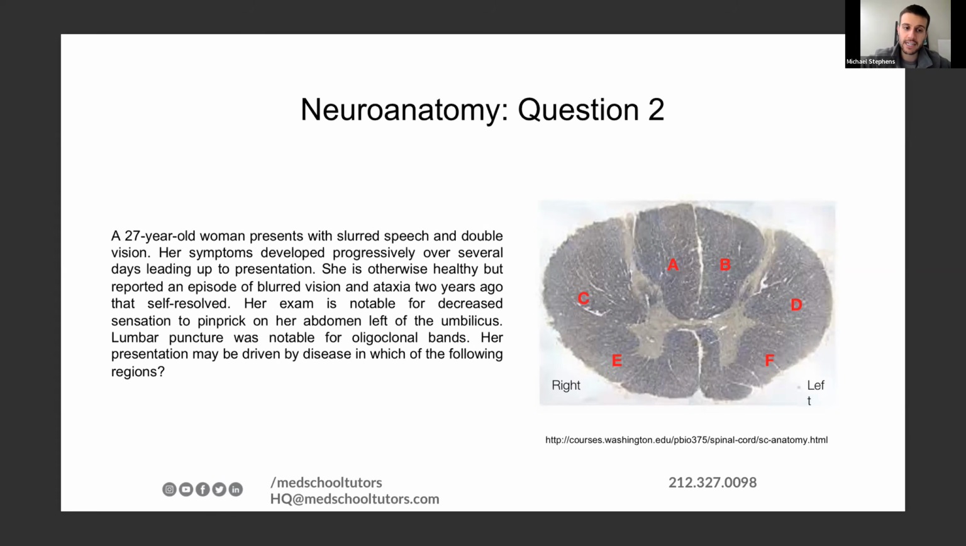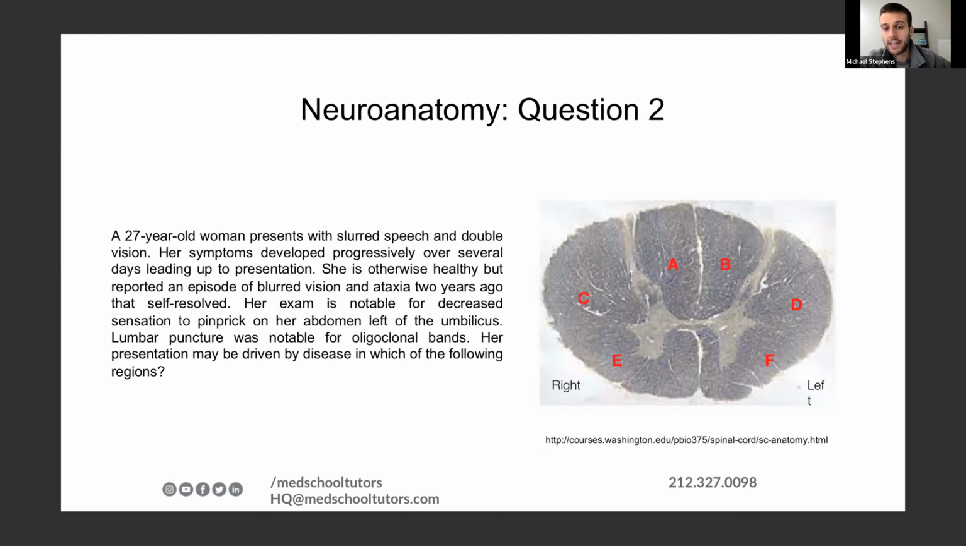So now what they're asking us is, it's a little bit of a tricky question. What's going to help us get to the answer is her exam, showing decreased sensation of pinprick on her abdomen left of the umbilicus. So what tract is affected here? What tract serves sensation of pinprick? If you're sticking someone with a pin, that would be a little bit painful. Pain and temperature, we're thinking spinothalamic tract. So awesome job, guys. Spinothalamic tract.